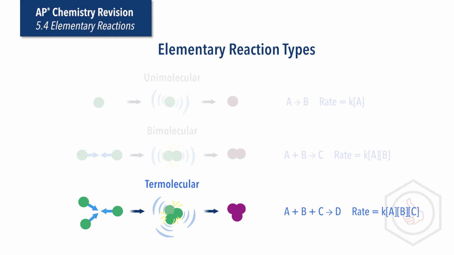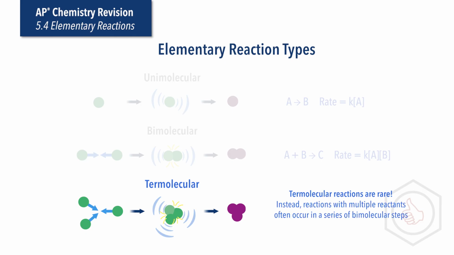Termolecular reactions are incredibly rare because all three particles have to collide at the same time and in the correct orientation and with the correct amount of energy to lead to product formation. Instead, reactions which involve several reactant particles usually proceed through a series of bimolecular steps and are represented using reaction mechanisms, which break these complicated reactions down into a sequence of smaller, simpler elementary reactions.